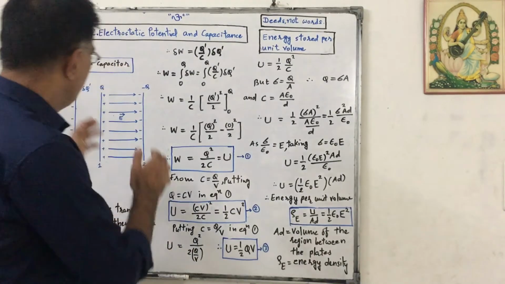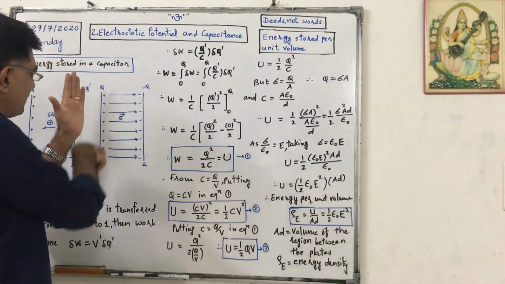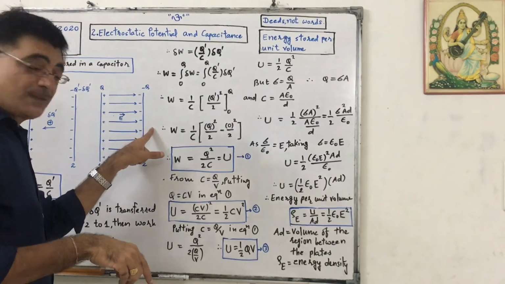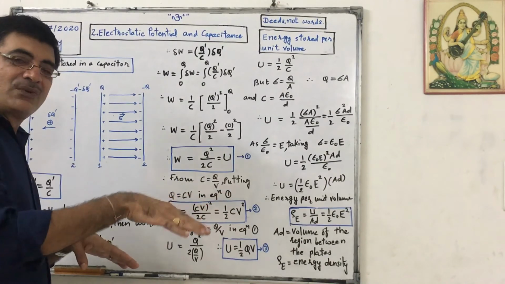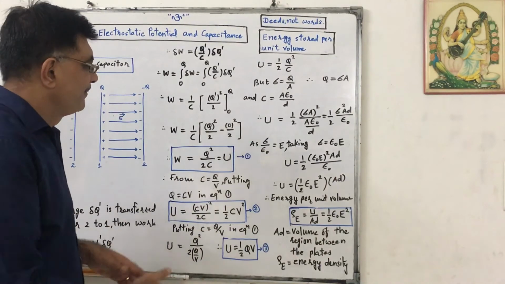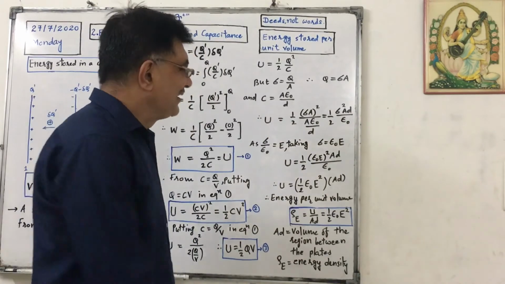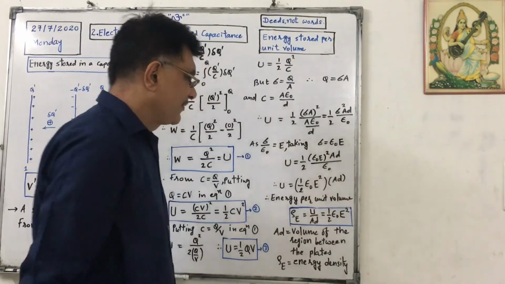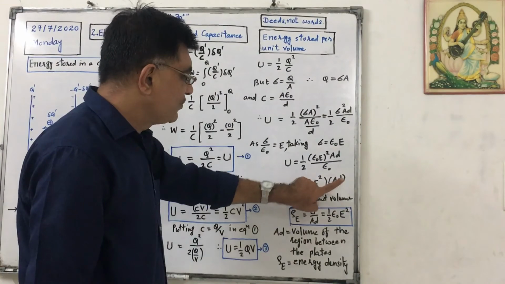We know that this electric field is sigma upon epsilon naught. Why? Because actually due to this plate, the electric field is sigma upon 2 epsilon naught. Due to this plate, again sigma upon 2 epsilon naught in the same direction. So total electric field is sigma upon 2 epsilon naught plus sigma upon 2 epsilon naught, that is sigma upon epsilon naught. So sigma equals epsilon naught into E. That I have to replace here. So epsilon naught into E whole square into Ad upon epsilon naught. So one epsilon naught will be cancelled. Half epsilon naught E square into Ad.